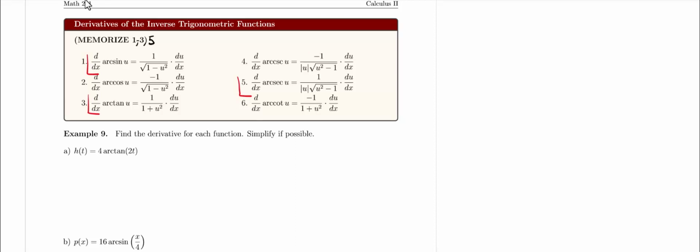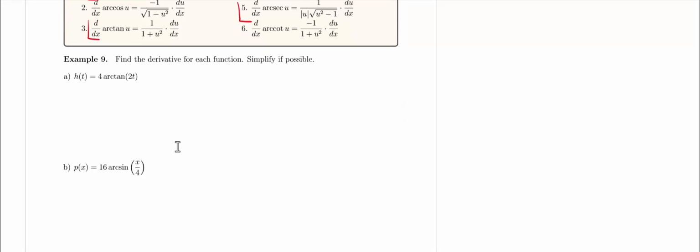So if you know the derivative for the arcsine, the arctangent, and the arcsecant, then you pretty much have the derivatives for the arccosine, arccosecant, and arccotangent. You just need to multiply them by a negative. Alright, so with these formulas readily available, let's go ahead and take the derivative for a couple of problems here. And I'm going to begin with the first one, asking us to find the derivative of 4 times the arctangent of 2t.